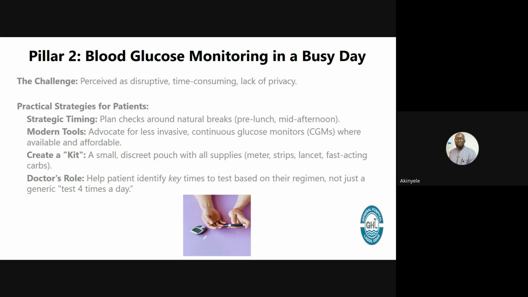And then we also have to sit with them and let them know what time of the day they may need to check their blood glucose. Maybe before they are leaving the house, and then also when they get home in the evening before they go to bed, if it is not possible for them to check it during the day.